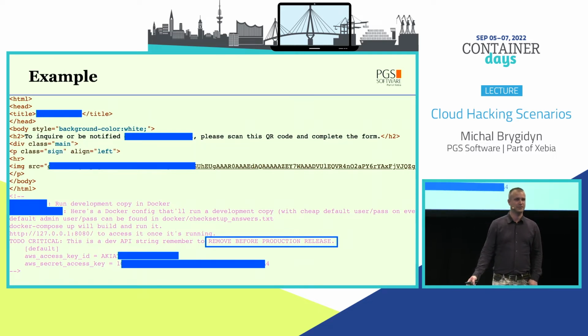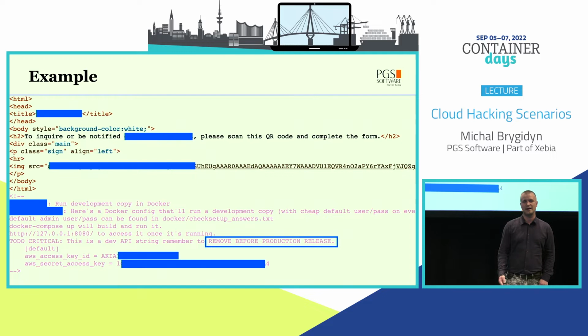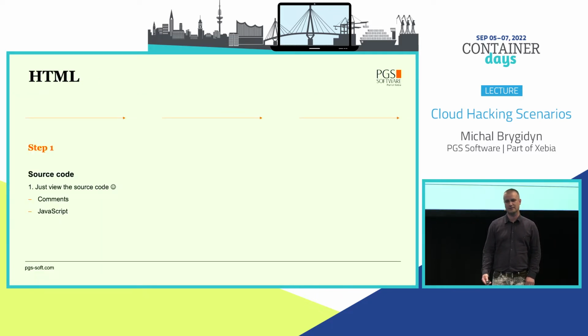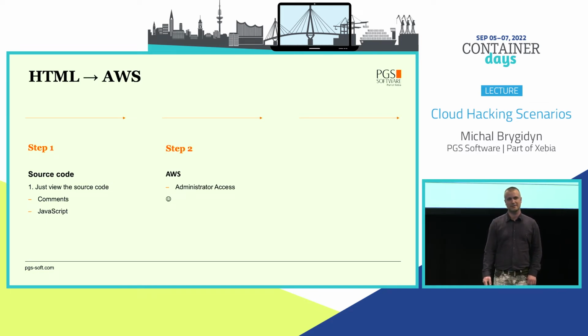Remove this before production, of course, because here's a piece of our AWS profile with access key and secret key. And this was enough because these credentials belong to an IAM user, which had an administrator policy attached to it. So 2 steps, we are there, admin access to AWS.